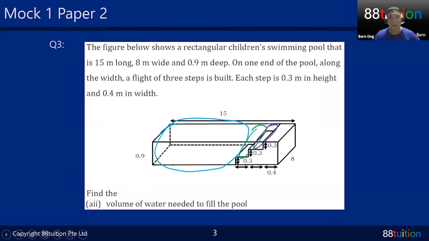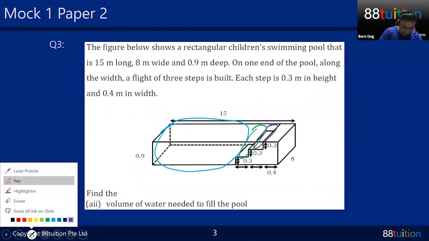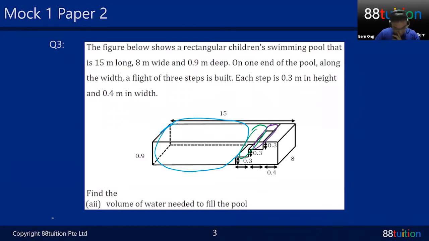I will find the volume of these 3 places individually, then I just have to add them all up together. Let's go and find the blue portion first. 15 is 15 meters. All these are in meters. What is the length from here to here? The blue portion. Each individual step is 0.4 meters, so all these are 0.4, 0.4. Simply, I take 15 minus 3 of 0.4.